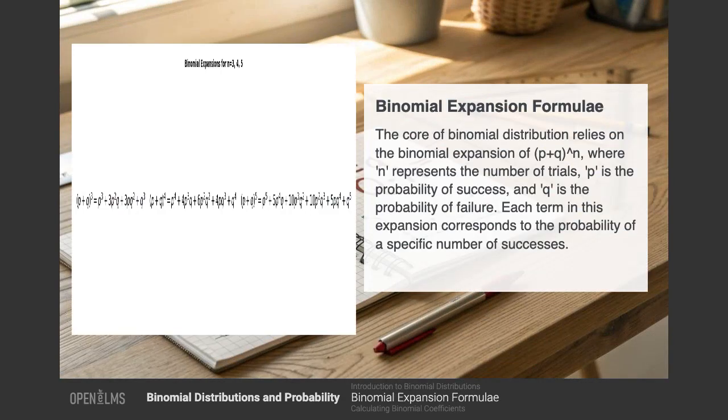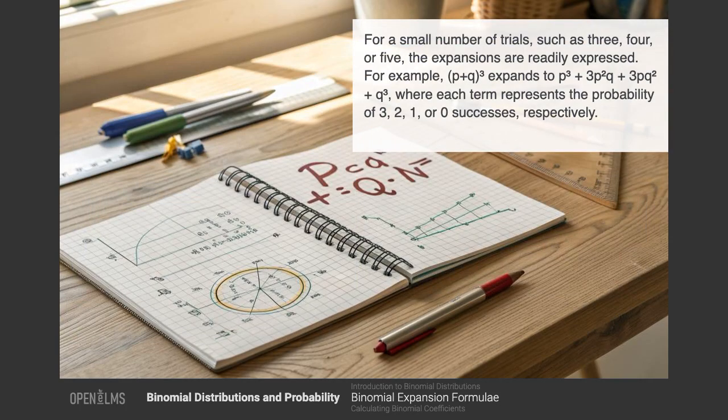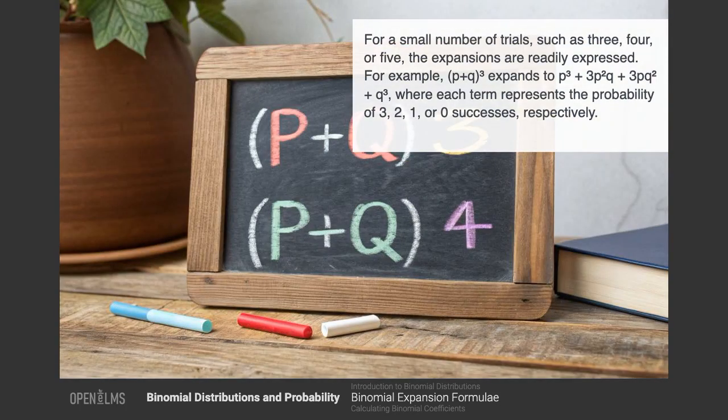Binomial expansion formulae. The core of binomial distribution relies on the binomial expansion of (p + q)^n, where n represents the number of trials, p is the probability of success, and q is the probability of failure. Each term in this expansion corresponds to the probability of a specific number of successes. For a small number of trials, such as 3, 4, or 5, the expansions are readily expressed. For example, (p + q)^4 expands to p^4 + 4p^3q + 6p^2q^2 + 4pq^3 + q^4, where each term represents the probability of 4, 3, 2, 1, or 0 successes, respectively.